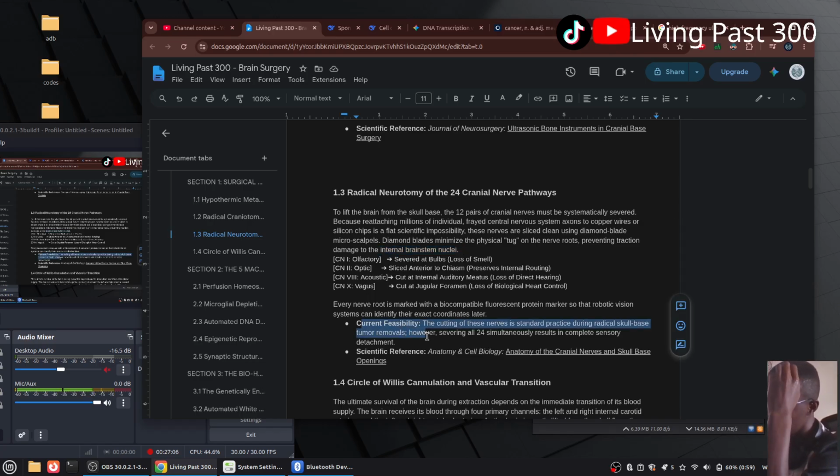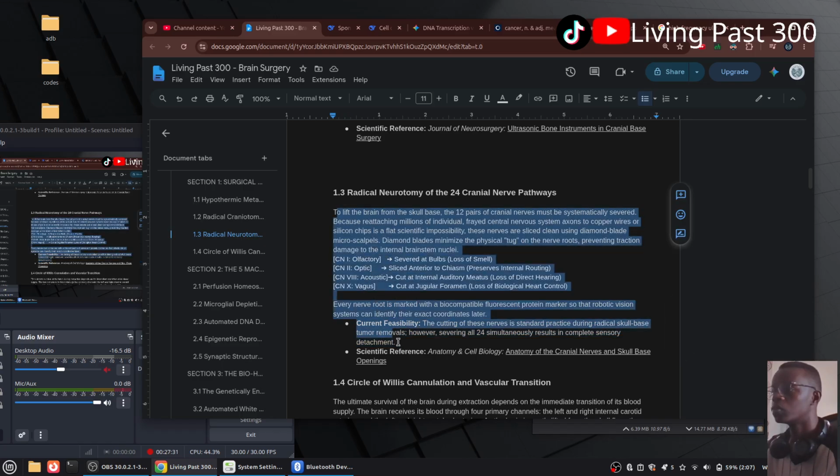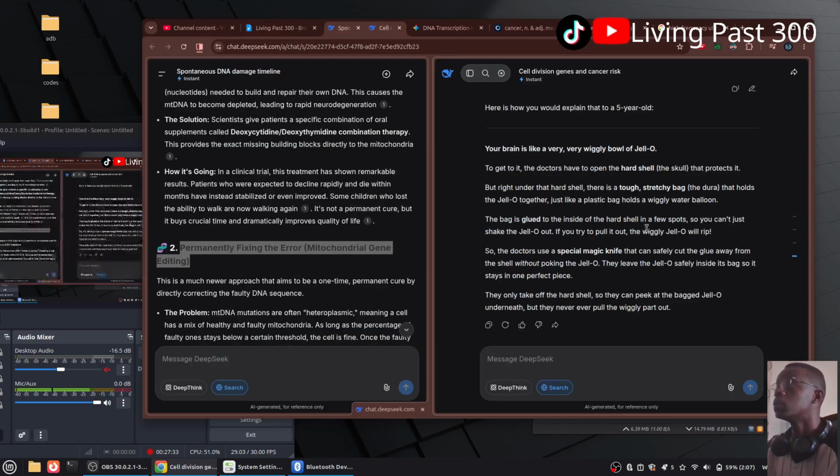Yeah, if you remove this, it makes sense. So current feasibility: this is already being done. When they want to remove a tumor, they of course cut it off from the nerve. But cutting all 24 of them simultaneously would lose all the senses. So let's see which senses would be lost.